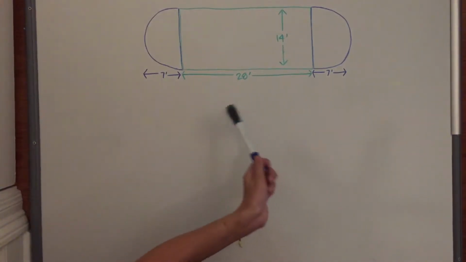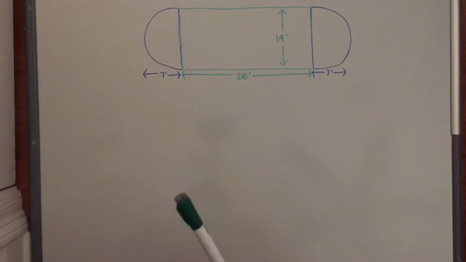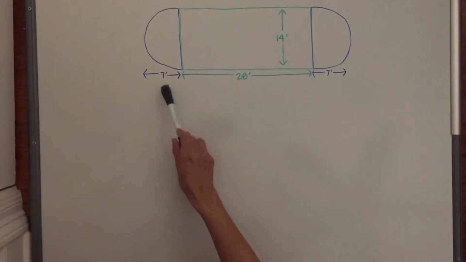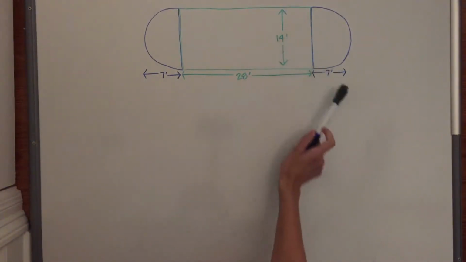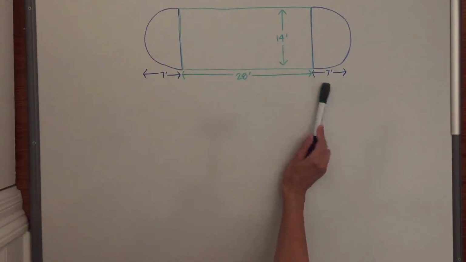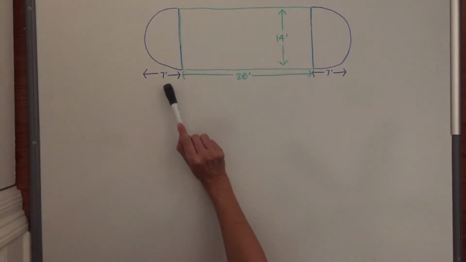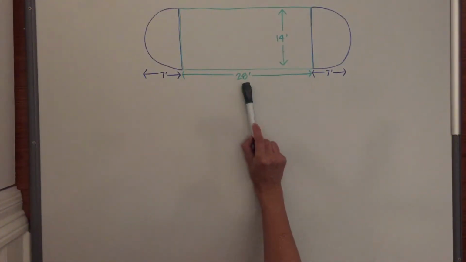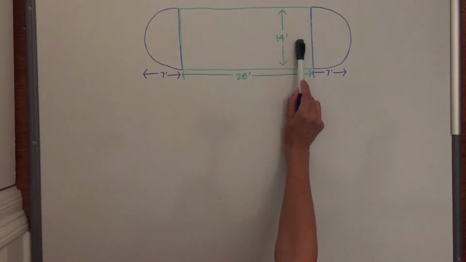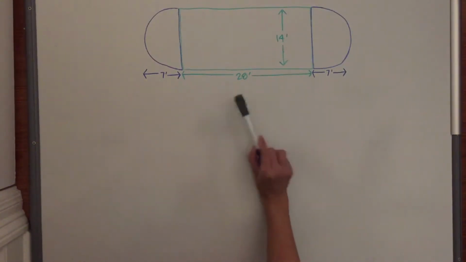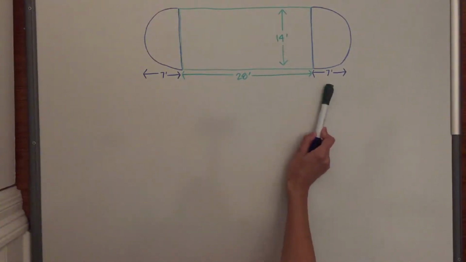Now when we first look at one of these problems, we want to make sure that all the measurements that are given are all equal in units. So as we can see, 7 feet, 28 feet, and 14 feet are all in feet. So we don't have to do any conversions of this type before we start.